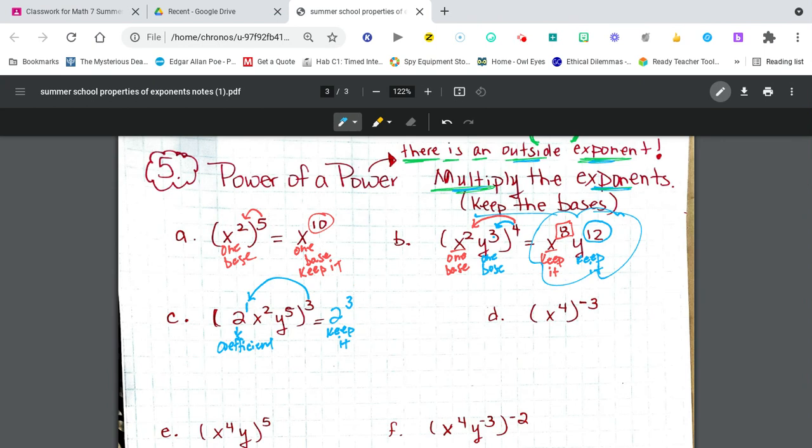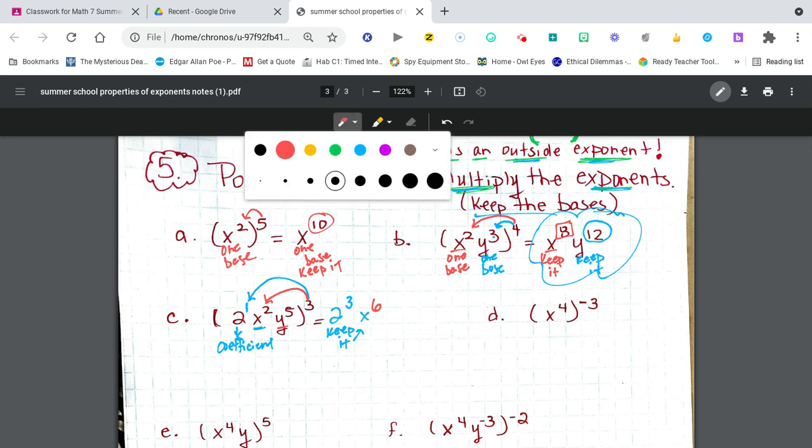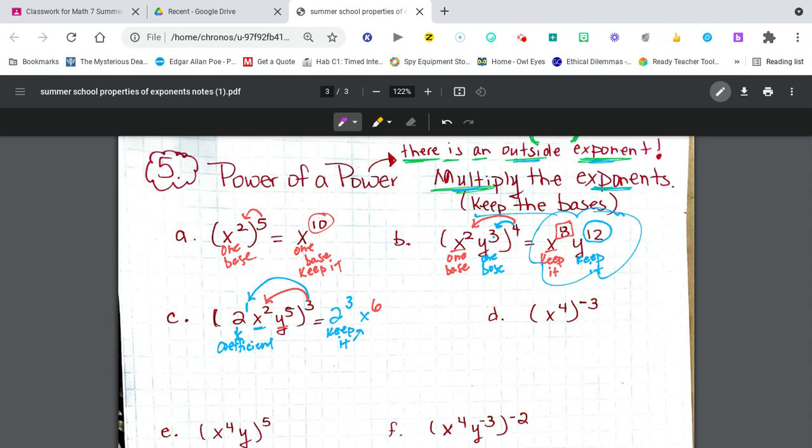All right, now I got 1x. I'm going to keep that 1x. You just keep it. And then now you have to decide how do you get the exponent for that x you kept. Well, you take the outside exponent of 3 and multiply by the exponent on the x, which is 2. 3 times 2 is 6. Then you have a y. So you're going to keep the y. You just keep it. Again, you're keeping the bases. Keep the bases.